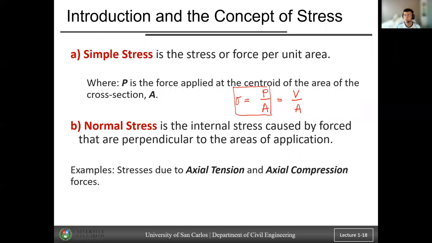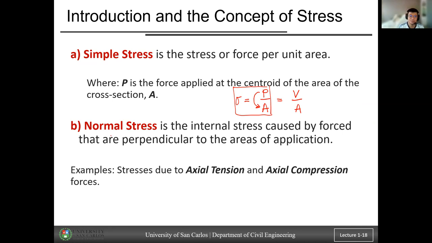And then with the force, you just have to take into account its direction to determine whether it should be normal stress, or axial stress, or shear stress, or bearing stress. So it depends on the behavior of the force towards the area, whether it's perpendicular, or tangential, or parallel. That's another aspect.